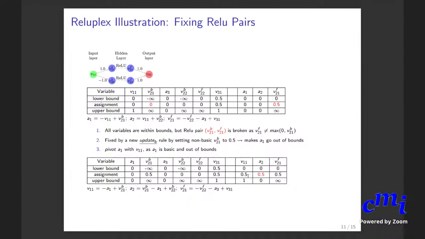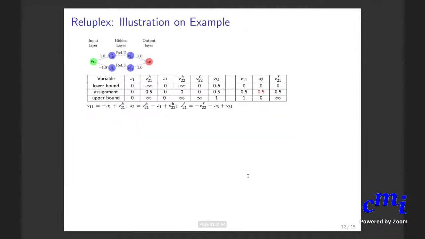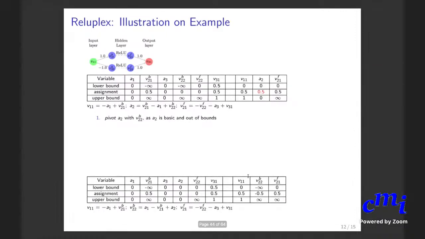Now here you will have all the ReLU pairs satisfied, and that's why, I think you will have to make this thing satisfy as well. Okay, can you just go? I'll take a couple of minutes. That's all. And why? Okay, there is A2.